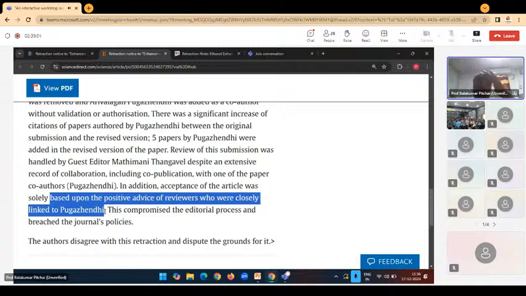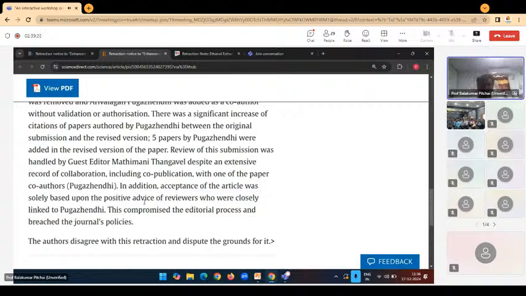So everything they publish gives the reason for retraction. It is not only for figure manipulation, but author manipulation also. In this paper, there were authors, and they removed one author and put in another author. That author is known to the reviewer, for example, and the reviewer gave a positive comment, and the paper was accepted.